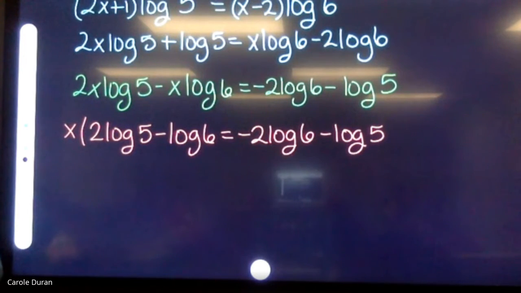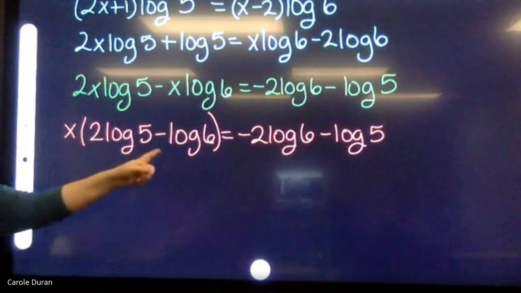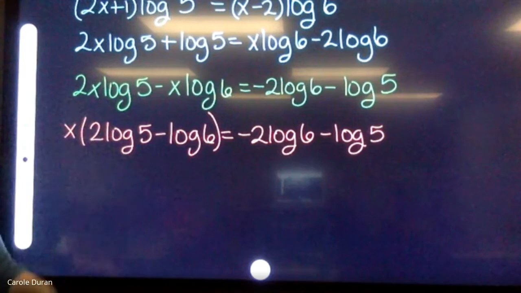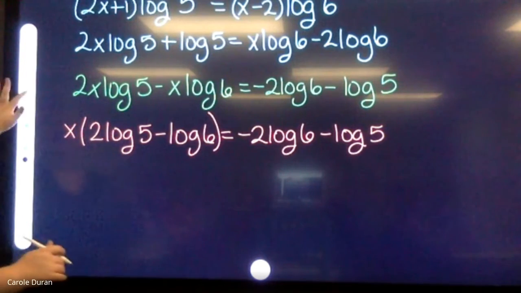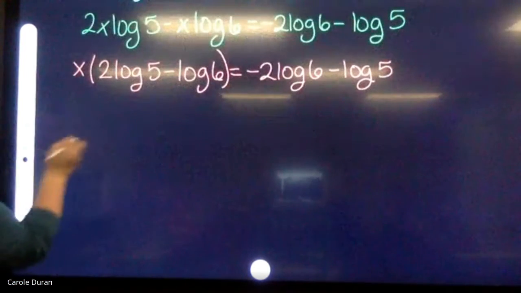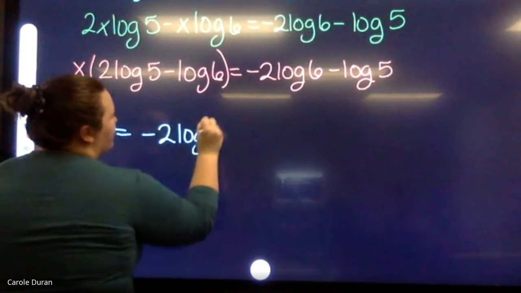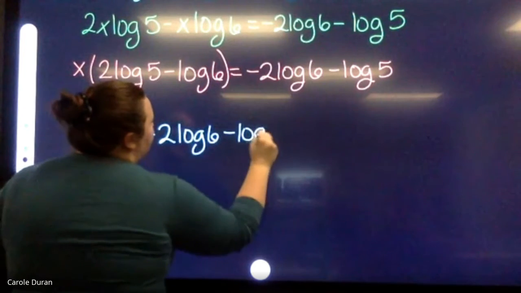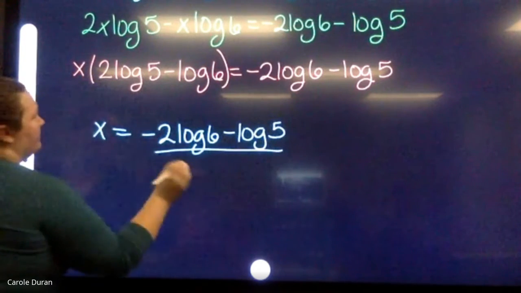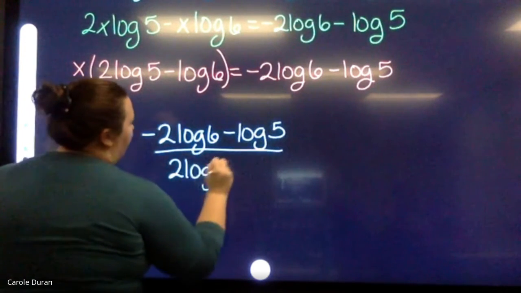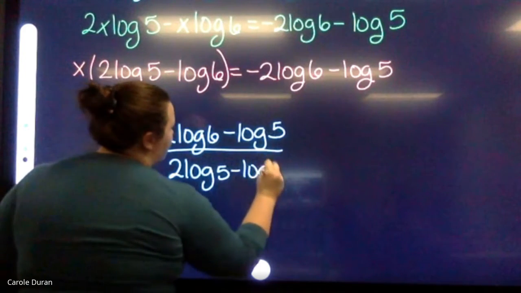Now that I have, oh wait, parentheses. Now that I have the x outside of my parentheses on the left-hand side, what am I going to do with that parentheses? Divide it for both sides. So when I do, I get x equals negative 2 log of 6 minus log of 5 over 2 log of 5 minus log of 6.